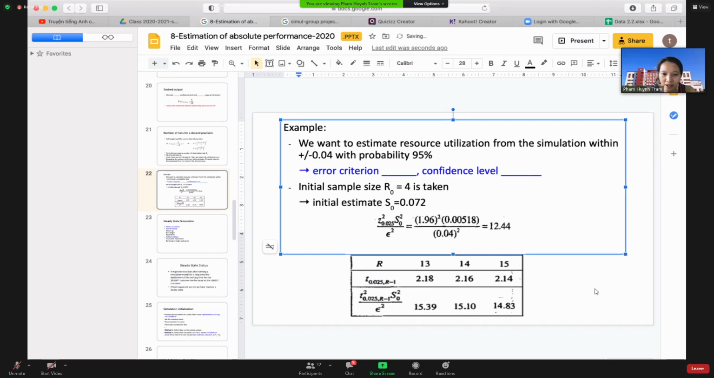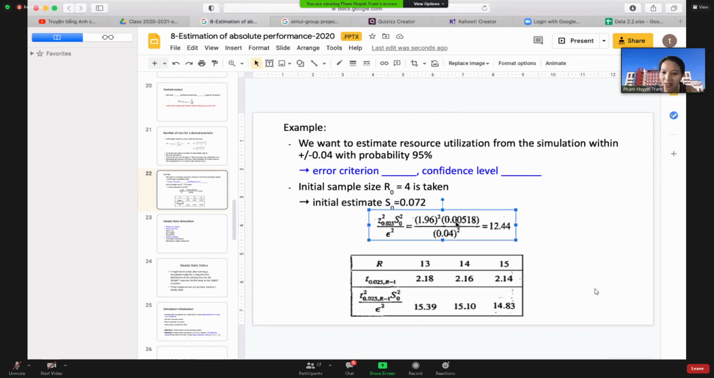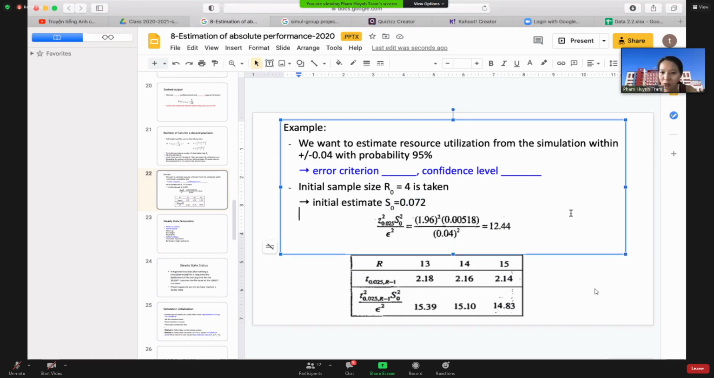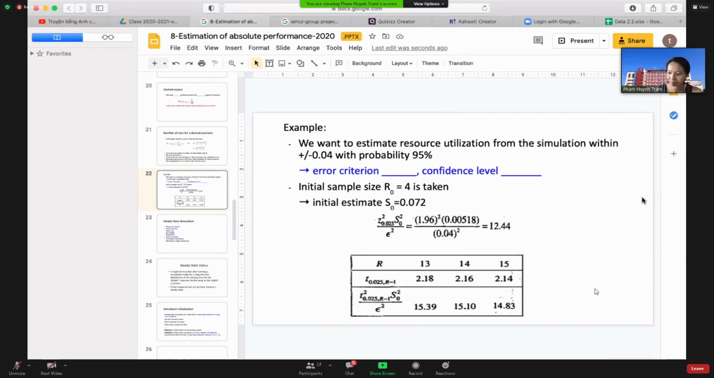Okay, so we can try to calculate again the half width corresponding to 4 replications with this new value. All right. Just now we used the 0.0518, which is wrong. We already squared it. Okay, let's try it again.